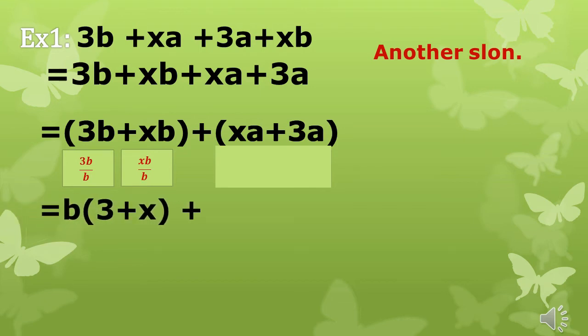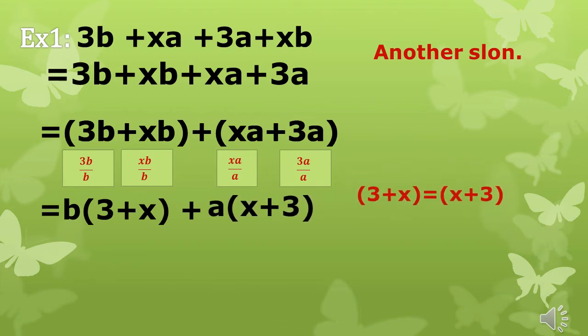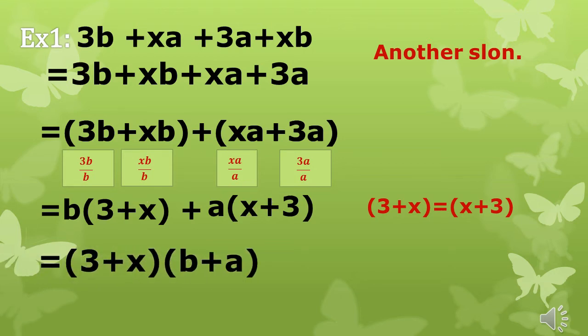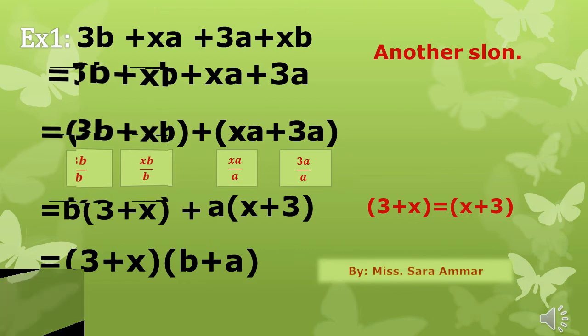If you look at the second binomial, which is xa plus 3a, the common factor is a. So I divide each term here by a to get x plus 3. And we write this as a multiplied by x plus 3. Of course, you know that 3 plus x is the same as x plus 3, which is a common factor in this line. So I can divide each term by x plus 3 to get b plus a. And rewrite this as two factors, 3 plus x multiplied by b plus a, also the same as the previous answer we got before. We cannot factorize anymore.